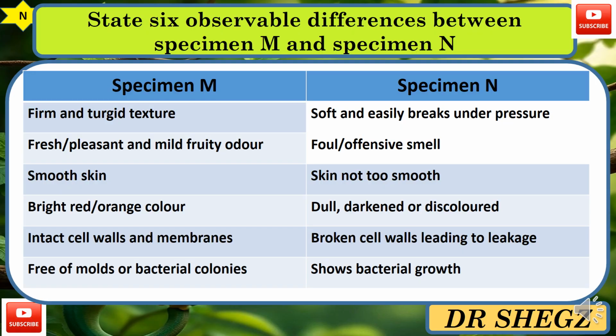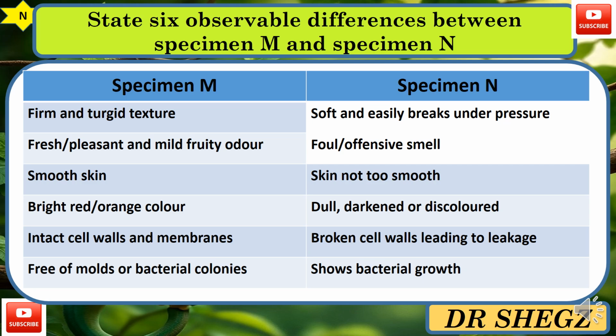Now, what are the differences between specimen M and N? That's the difference between the firm tomato and the rotten tomato. This one is firm and turgid. The other one is soft and breaks easily. This one is pleasant to the eyes and has a mild fruity odor. The other one has a very foul, offensive smell.